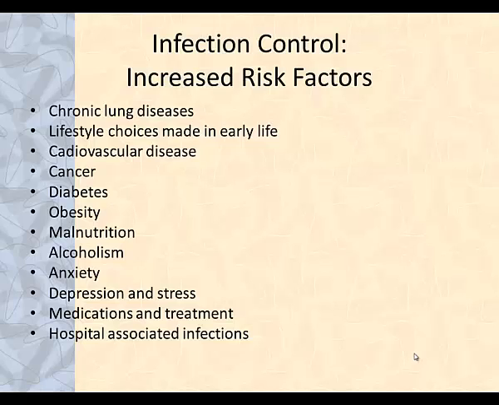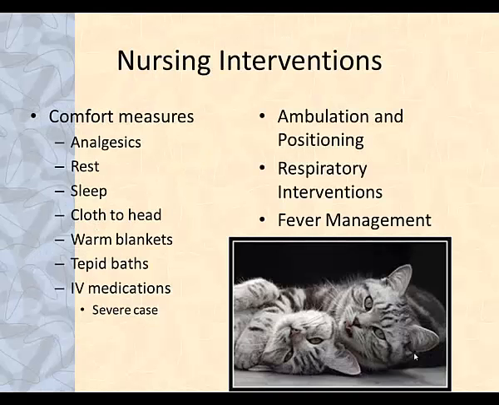Remember that if your patient does go septic, that can lead to death very quickly, especially with coexisting comorbidities. So infections as a cause of death in older adults are exceeded only by cancer and myocardial infarction, so it's very high on the list. Our nursing interventions, our responsibility, is to provide analgesics, rest, sleep, cloth to the head, warm blankets, tepid baths, IV medications in severe cases, ambulation and positioning, respiratory interventions, fever management.